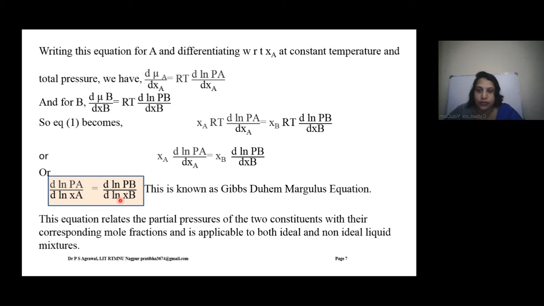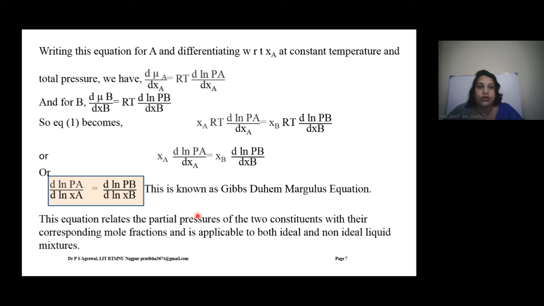And the main thing is this equation is applicable for both ideal as well as non-ideal liquid mixtures. Otherwise, we have taken activities into consideration, but here mole fraction is successfully used for real as well as ideal solutions. The two partial pressures are related to their respective mole fractions, applicable for both. But the assumption is made that the vapor behaves ideally.